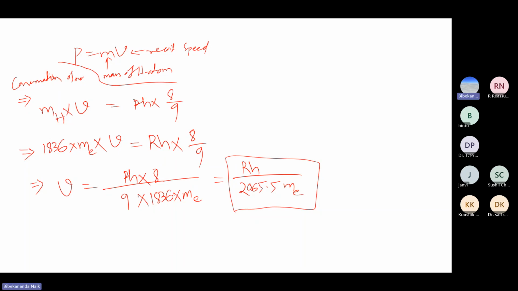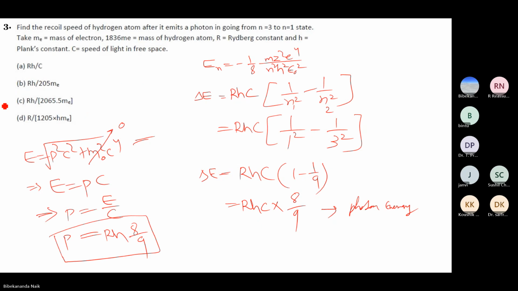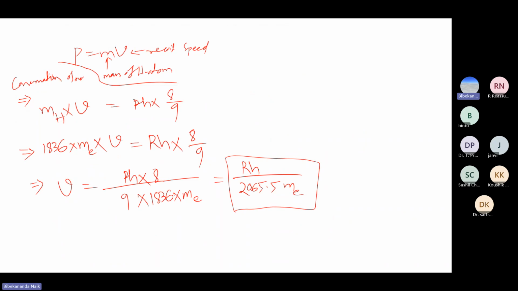If you equate these two equations according to the conservation of momentum, the recoil speed will be RH into 8 divided by 9 into 1836 into ME, because the mass of the hydrogen atom is given in the question as 1836 times the mass of the electron. So the correct option will be option C. Then next question.